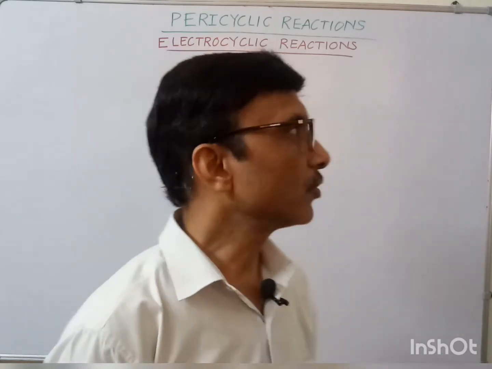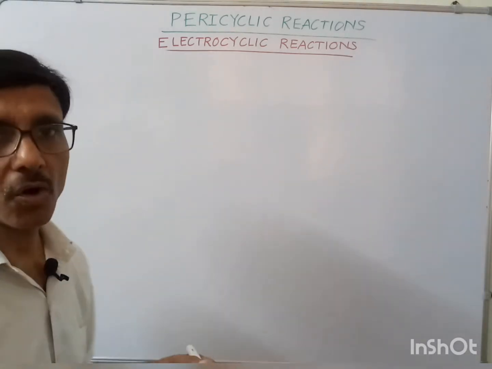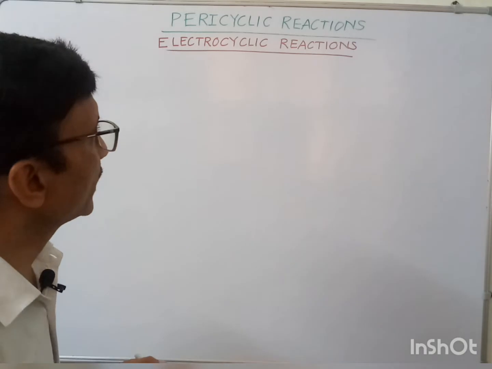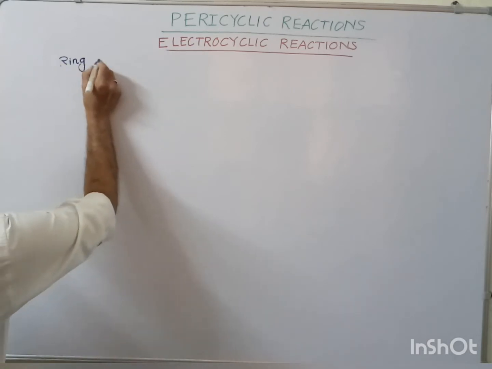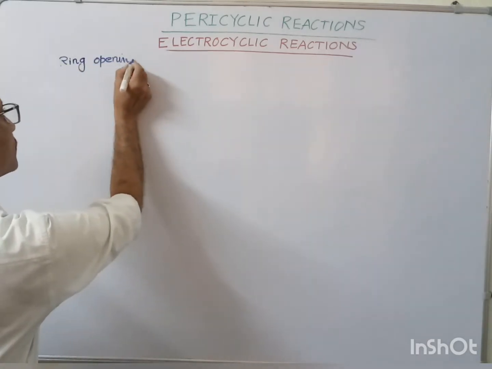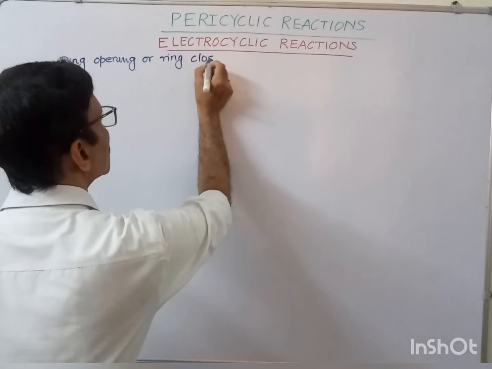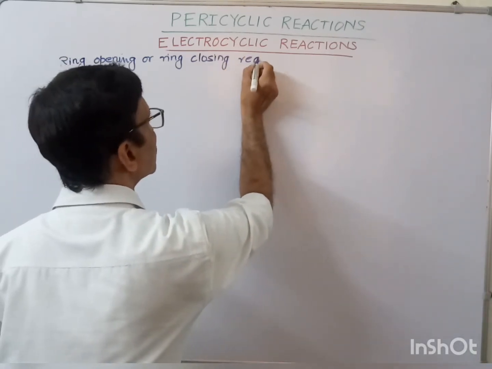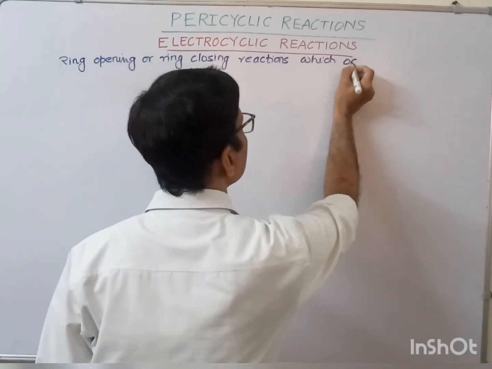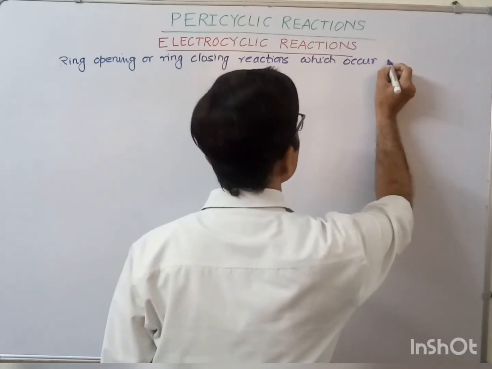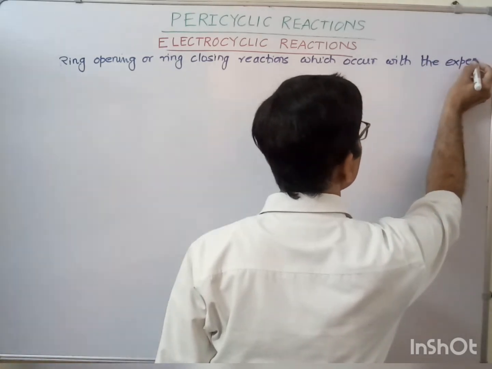We can define the electrocyclic reaction as a ring opening or ring closing reaction which occurs at the expense of one pi bond.